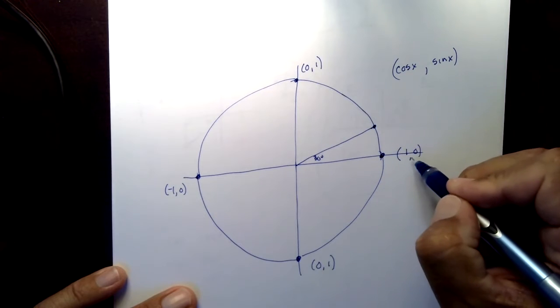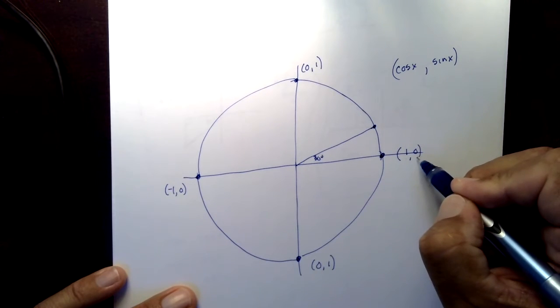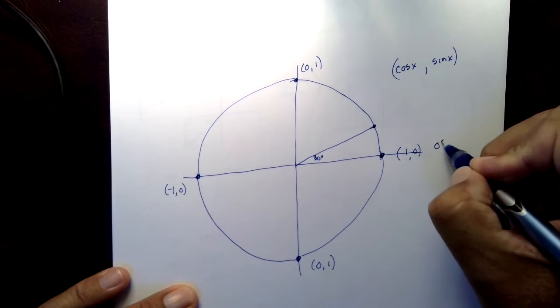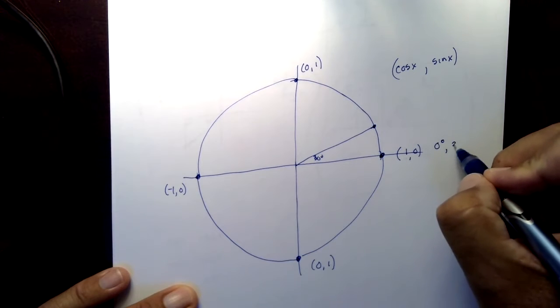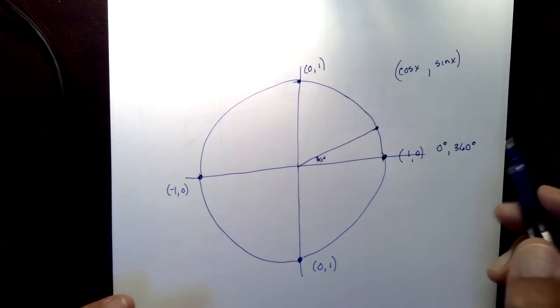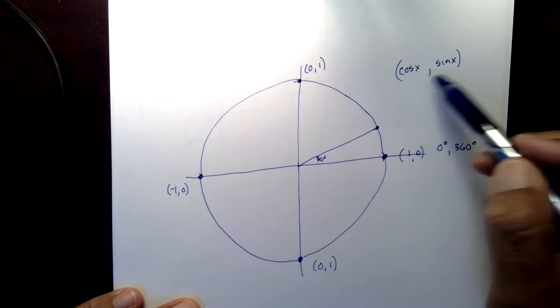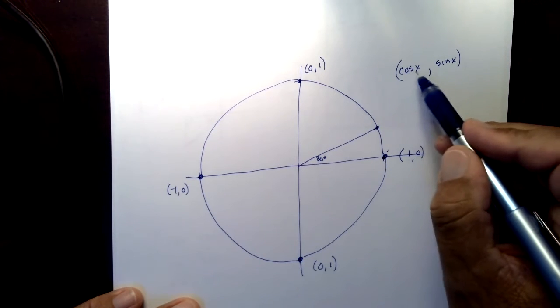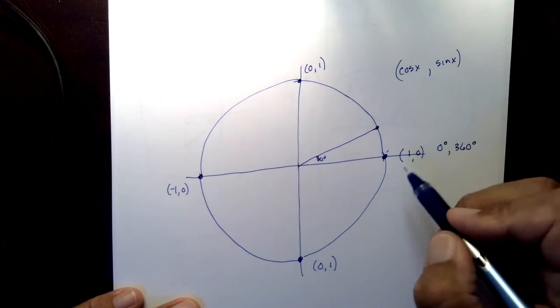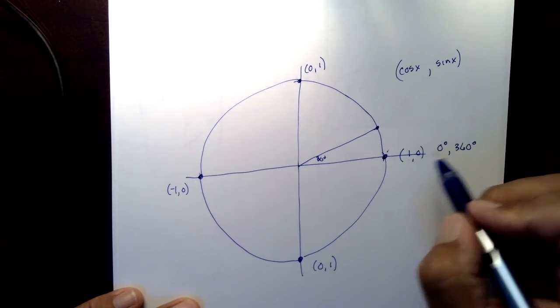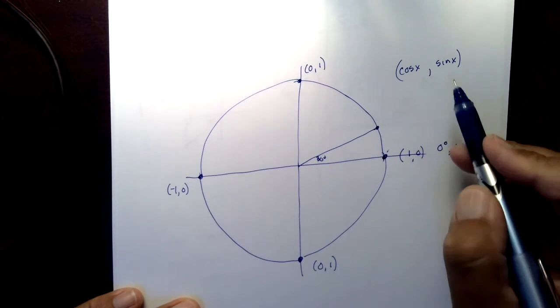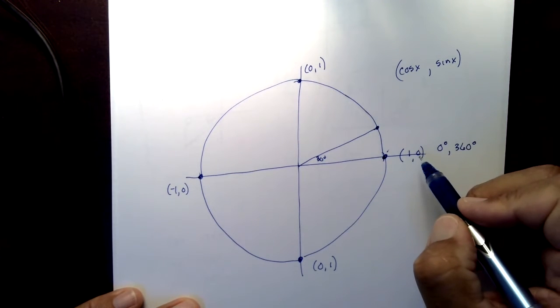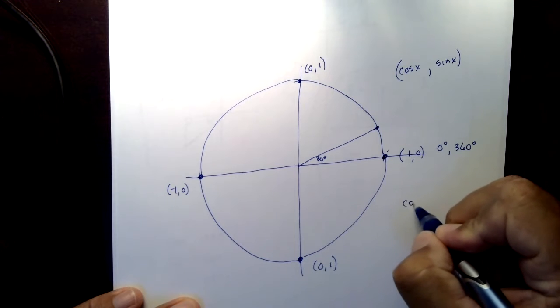If I come to this point, I see 1, 0, and I know that this is 0 degrees or 360 degrees, okay? Ordered pairs that fall on here always come in the order of cosine and sine. So if I said, what's the cosine of 0 degrees, it would be 1. If I said, what's the sine of 0 degrees, the answer would be 0.